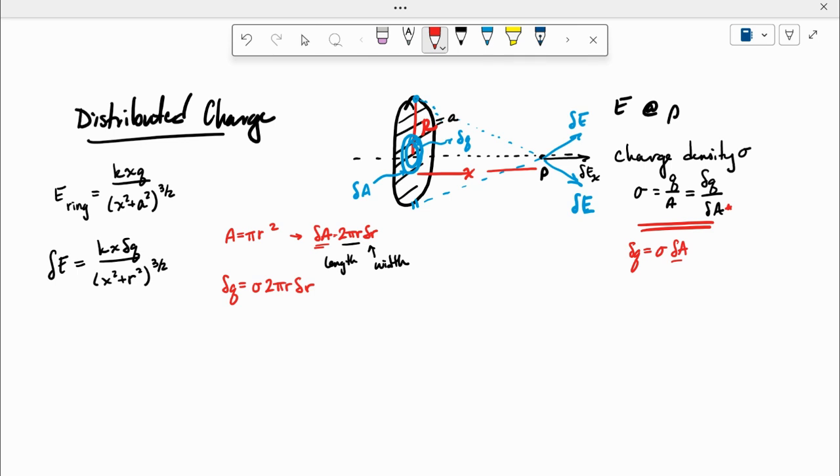The reason why we want these variables is because at the end of the day, this a from the previous one was a constant. r is our variable, because we're going to be going through different radii.